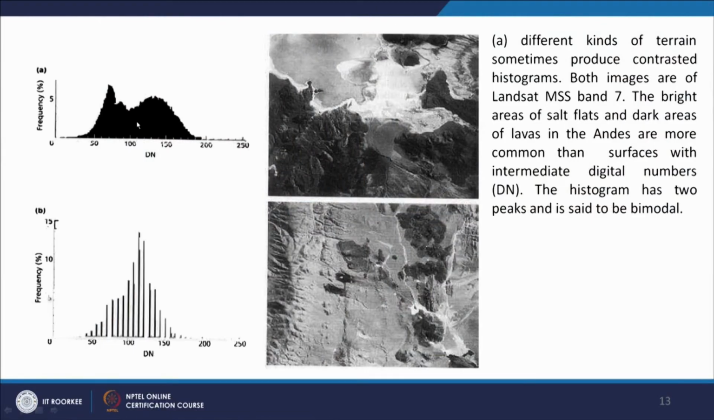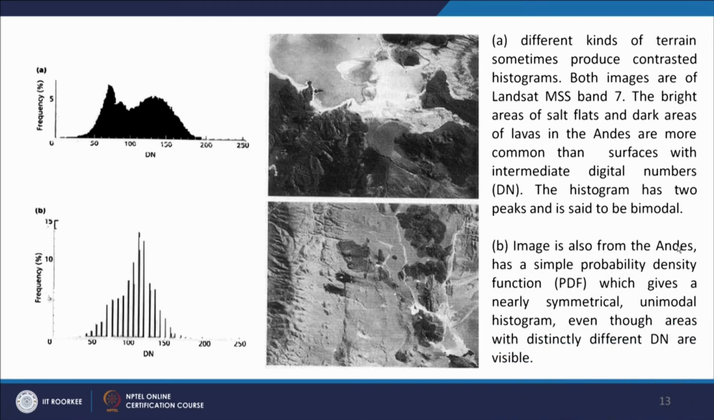So there are two examples. One is this image, whose corresponding histogram we have already seen. Now another image is taken here, and here you have water bodies and some darker rocky areas. Here you don't have water bodies, but some forest and some other light-toned rocks. So different kinds of terrain sometimes produce contrasting histograms. Here you have two peaks, while here you have a single sharp peak for this image, because you don't have two types of distinct features as seen in the first one.